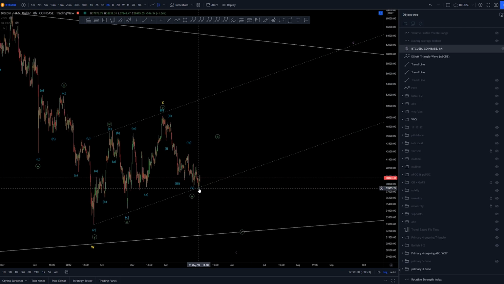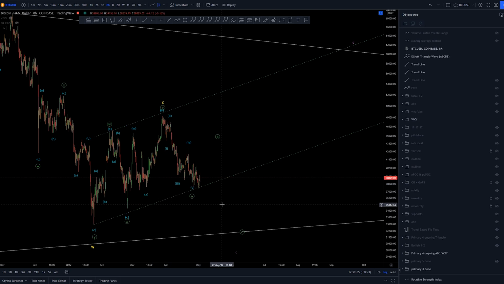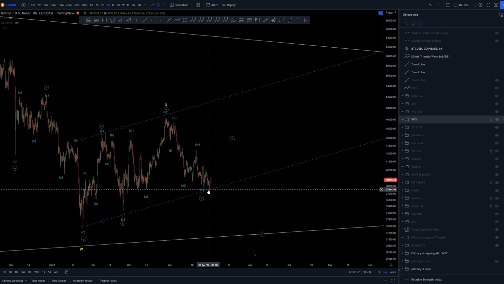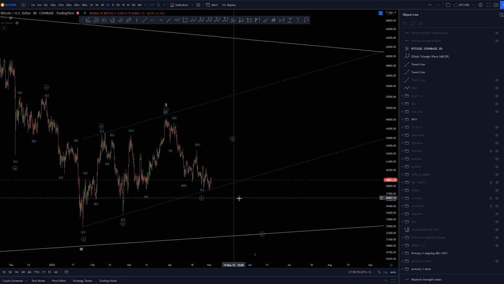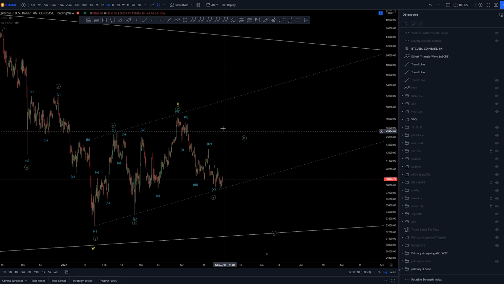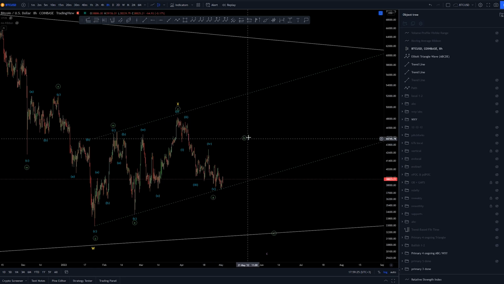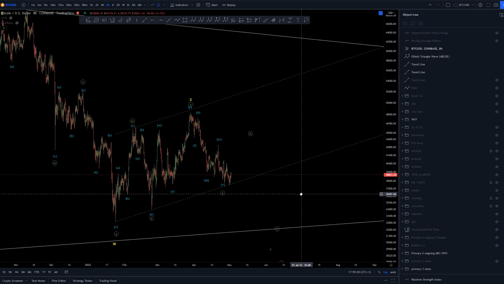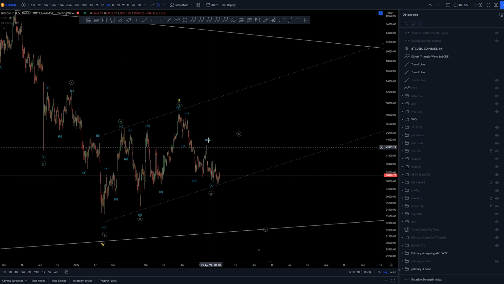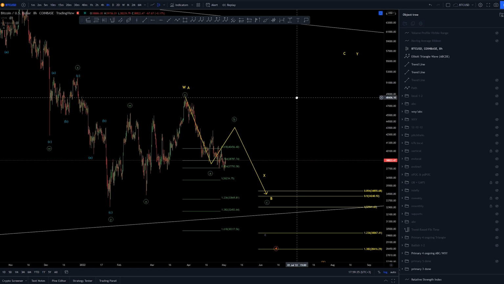At this point we just hit the parallel channel down here, which was a good spot to take a long. There was some support here as well. I think it was some kind of weekly level or something. We can check that in just a bit, what other confluence we had here. But yeah, possibly looking for this 5-wave structure down here, B and C, for continuation downwards even more. But again, this 5-wave structure is just a possibility. We'll look into that in just a moment.